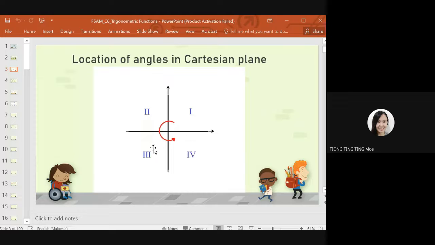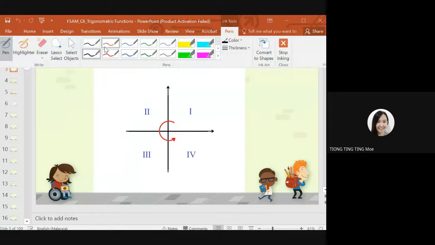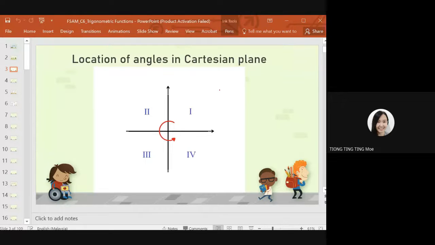Okay, so we have 4 quadrants: 1, 2, 3, 4, right? This is our 4 quadrants, a useful one, must remember. So we start to label 0 degree. Where is the 0 degree? Where is 0 degree? In between the first and fourth quadrant. Here, right? Here is 0 degree.